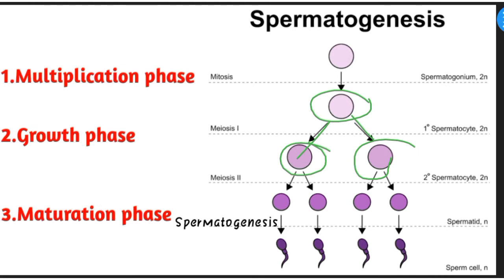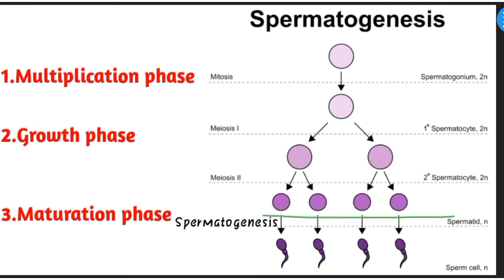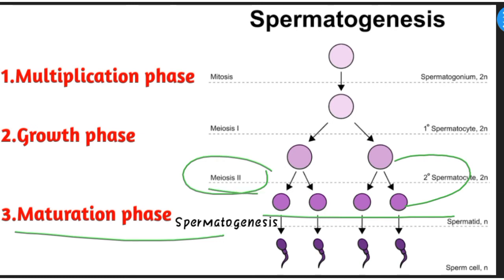It also contains a 2n nucleus, with 23 pairs of chromosomes in the case of human beings. And the secondary spermatocyte cell is converted into the spermatid cell with the help of meiosis second. So this is where the maturation phase starts. The maturation process starts from the secondary spermatocyte cell, which is converted to spermatids with the help of meiosis second.